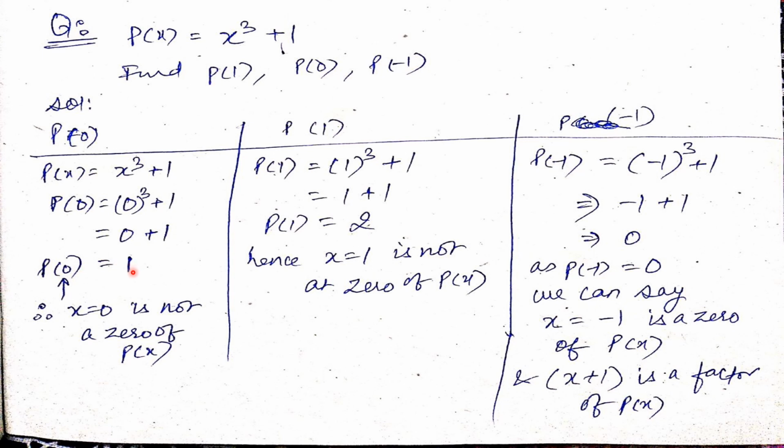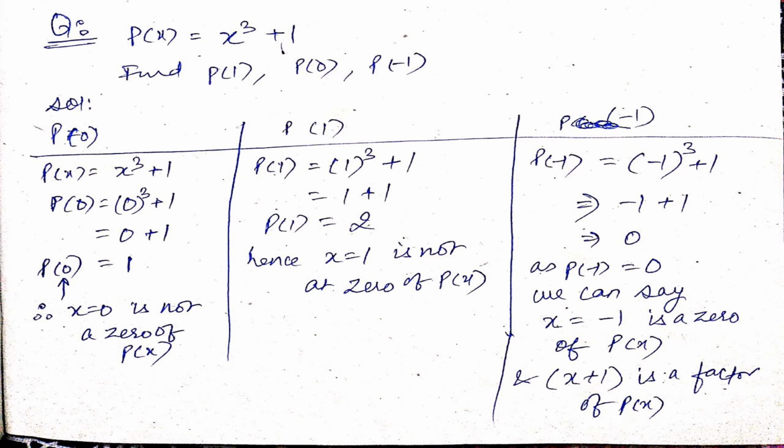You can observe we have not got a 0. Therefore, this is not a zero of polynomial P(x). We can say x equal to 0 is not a zero of P(x). Similarly, next case P(1). So we will place 1 in place of x. It is 1 whole cube plus 1. When we solve it, it becomes 2. Again you can say as P(1) is not equal to 0, so we can say x equal to 1 is not a zero of P(x).